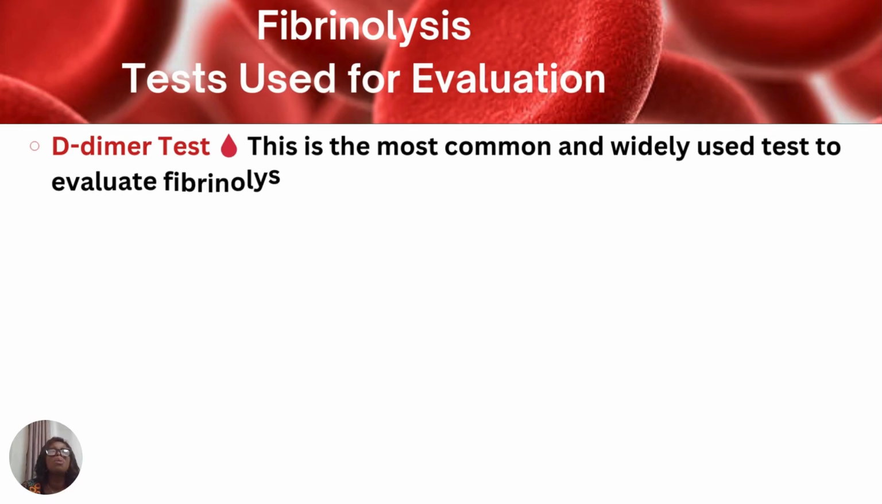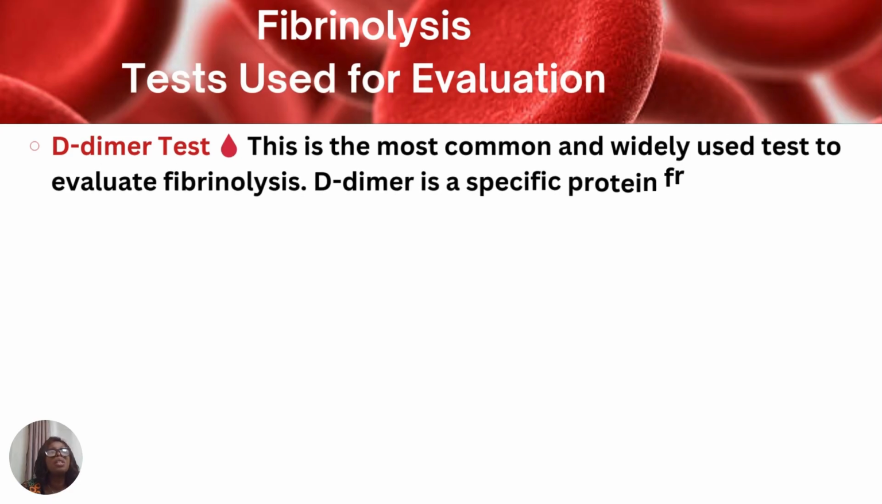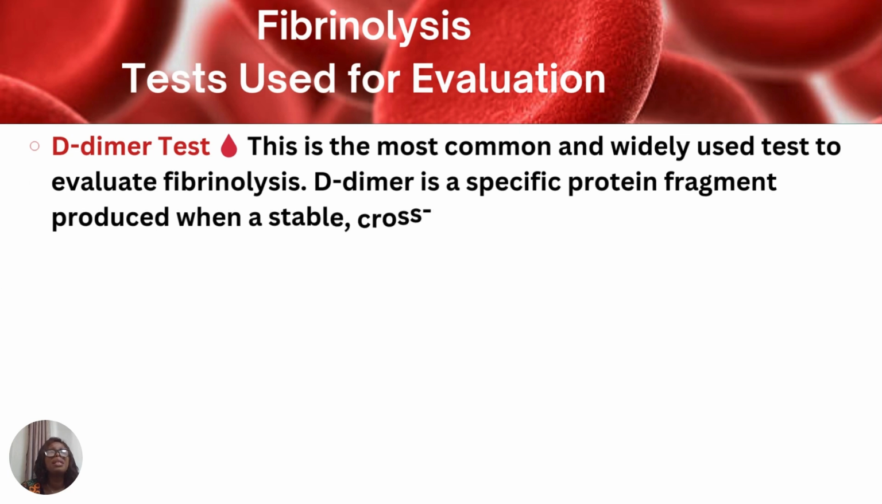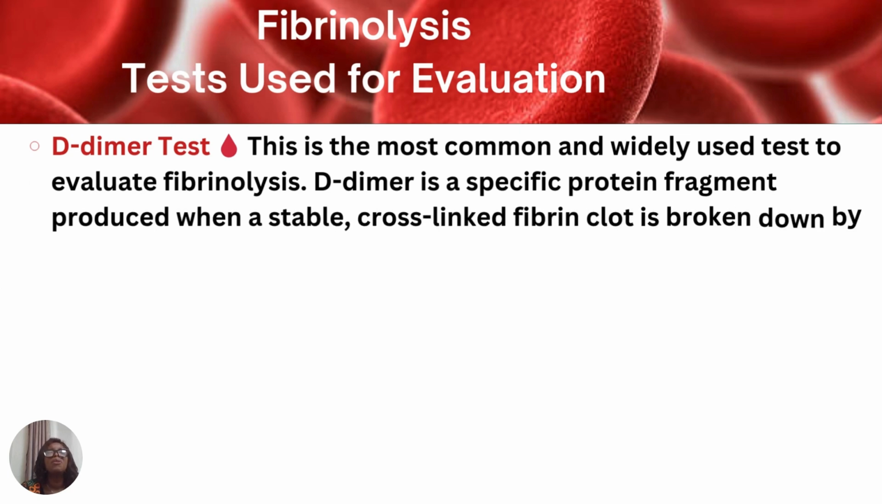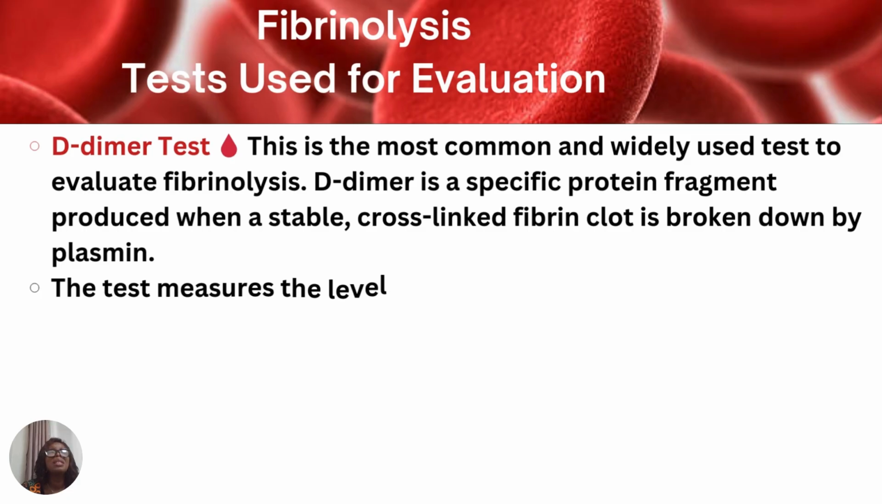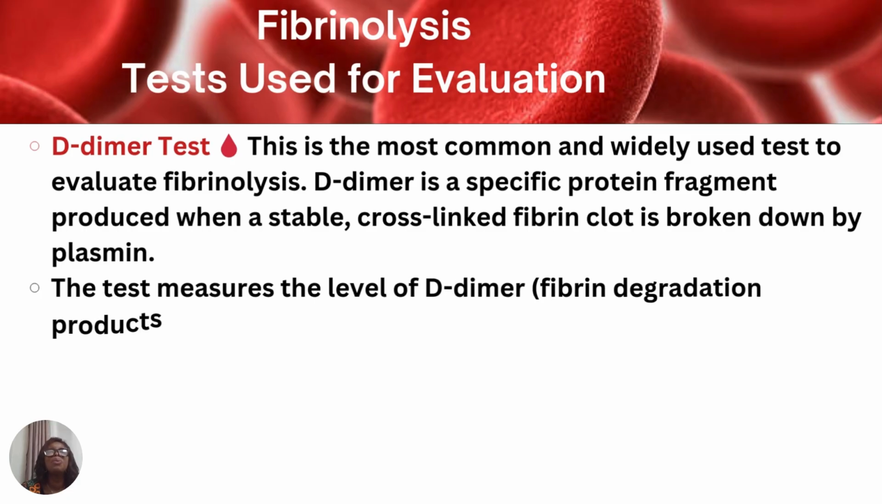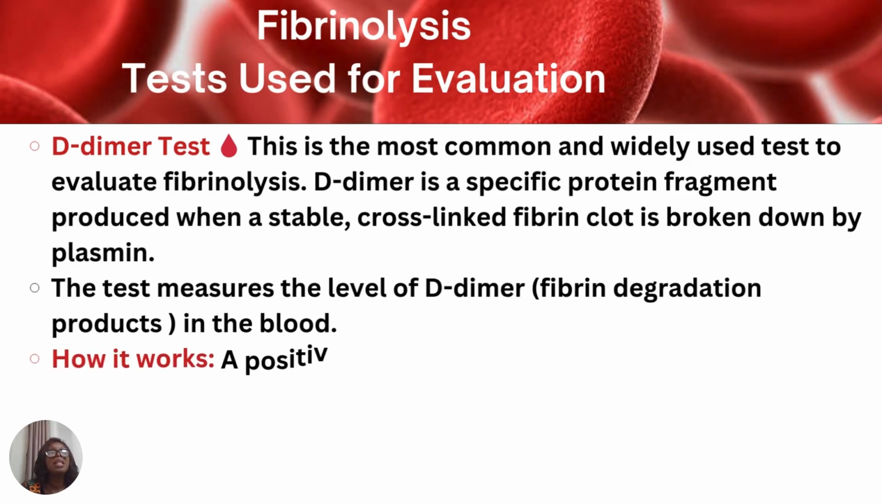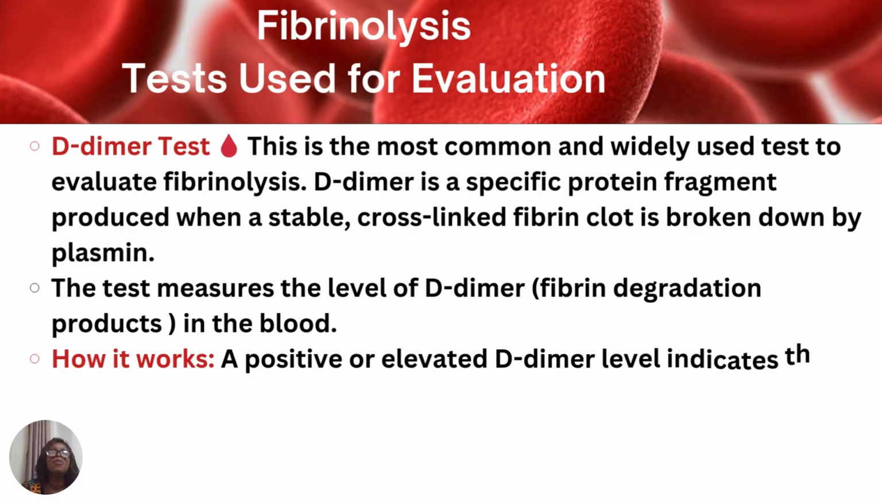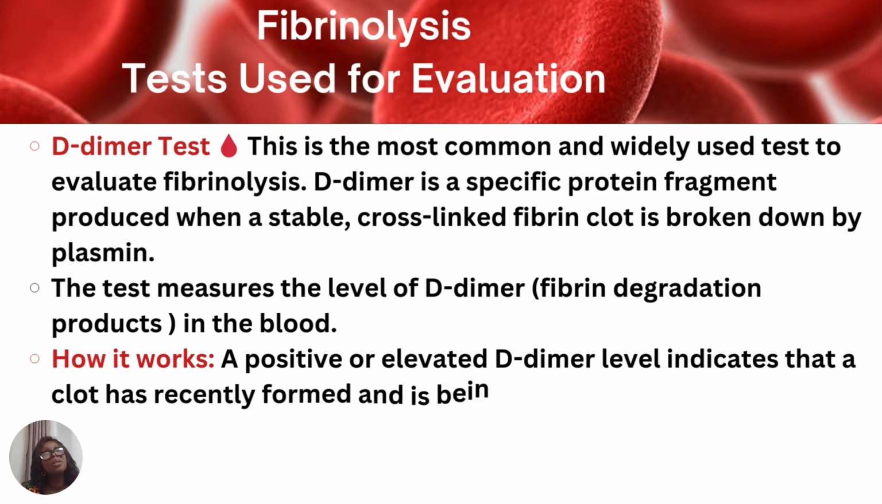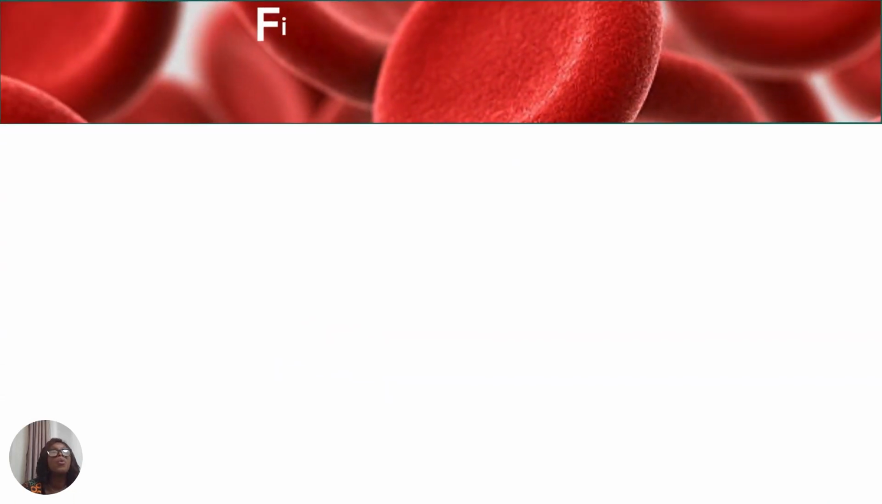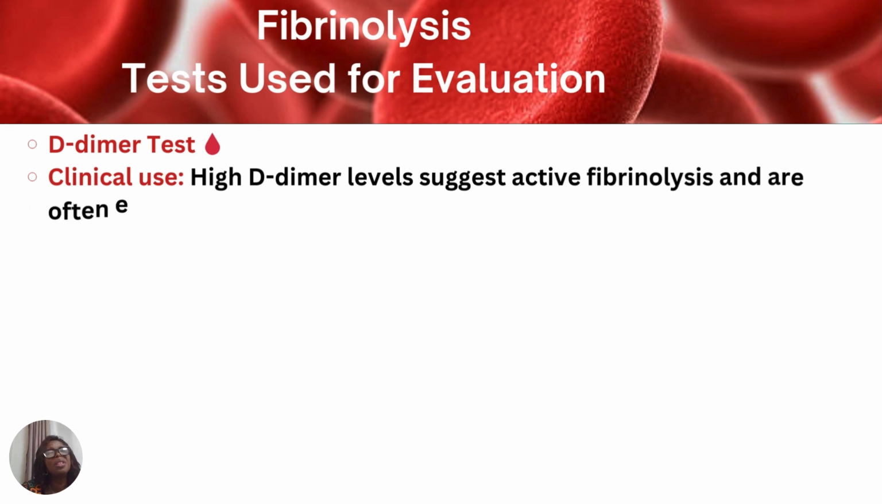D-dimer test, this is the most common and widely used test to evaluate fibrinolysis. The D-dimer is a specific protein fragment produced when a stable cross-linked fibrin clot is broken down by plasmin. The test measures the level of D-dimer, that is fibrin degradation product, in the blood. How does it work? A positive or elevated D-dimer level indicates that a clot has recently been formed and is being broken down. What are the clinical uses of this D-dimer test?